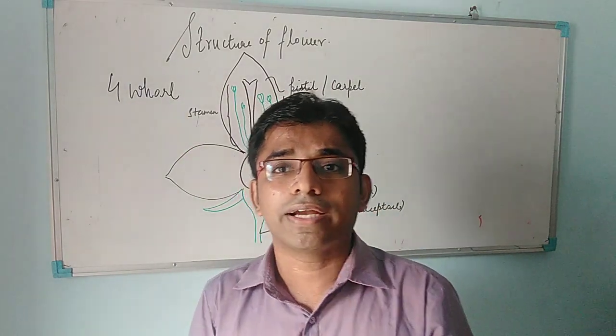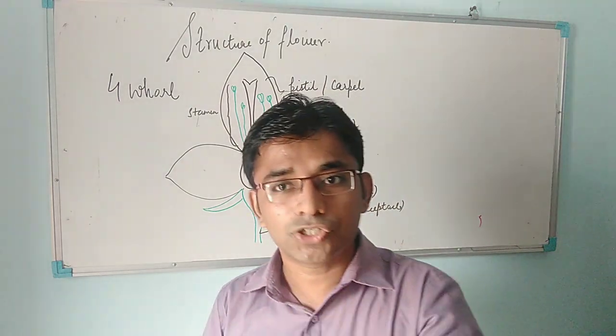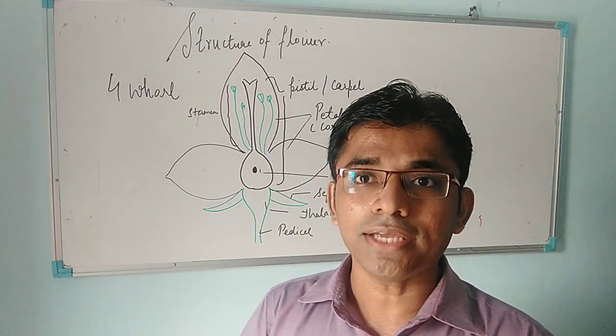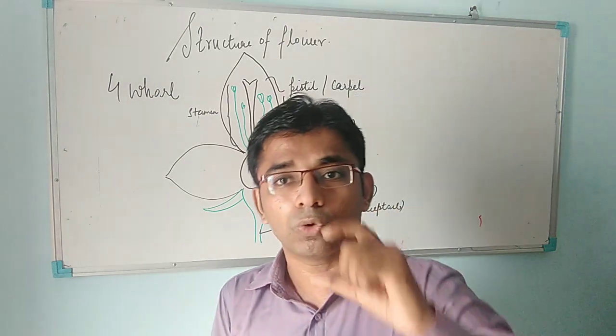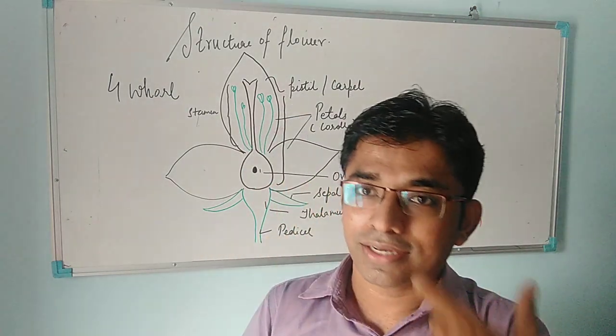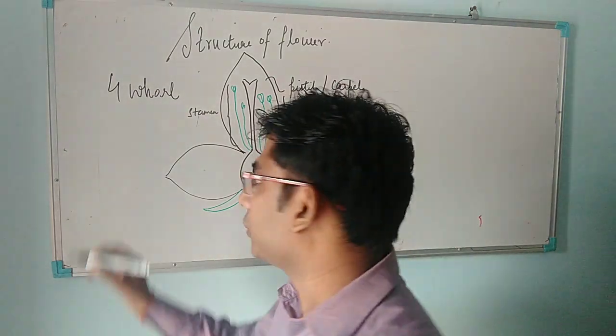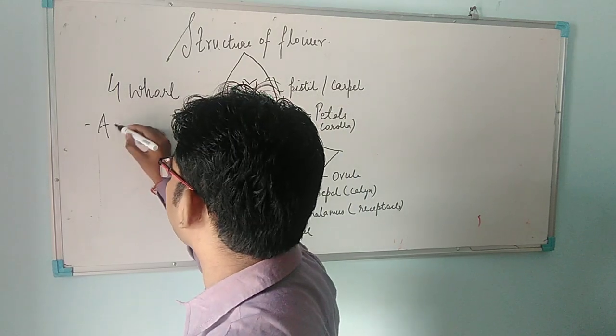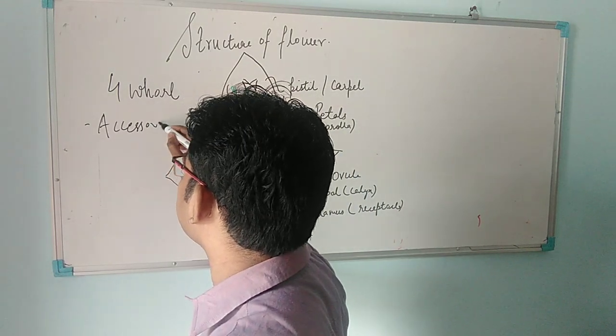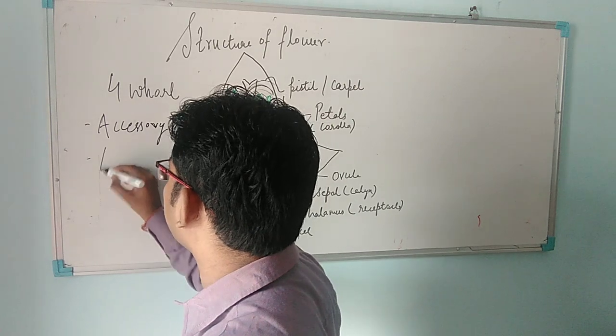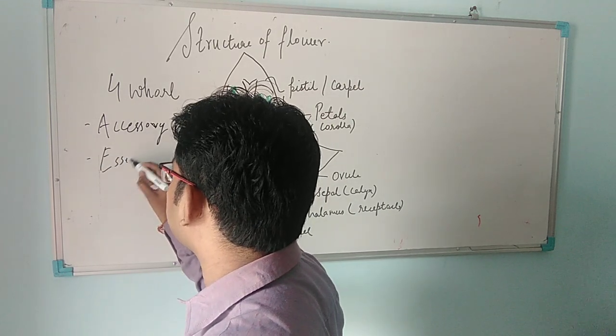The whorls are classified into 2 groups. One is the essential whorl, other is the accessory whorls. So in the flower there are 2 groups of whorls, 2 circles. One is the accessory whorl, other is the essential. So we'll write accessory. One is the accessory and the other one is the essential.